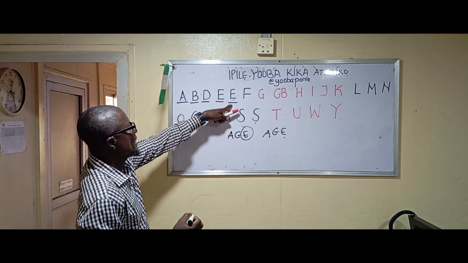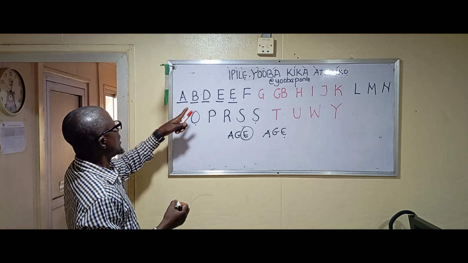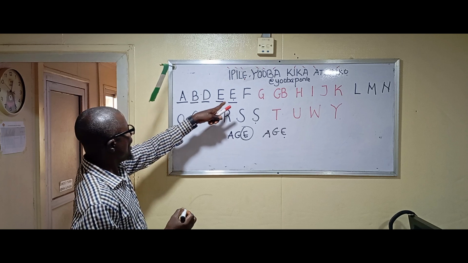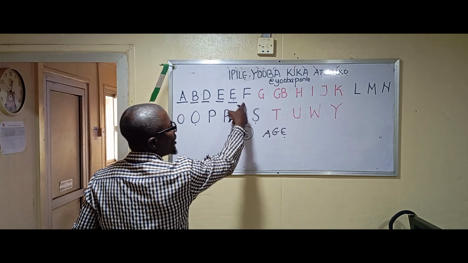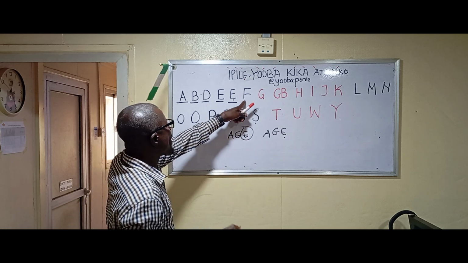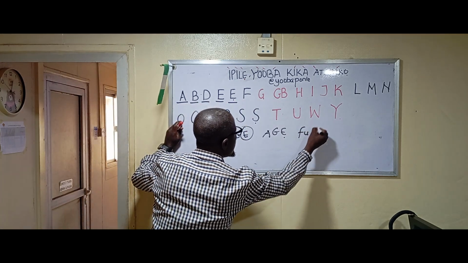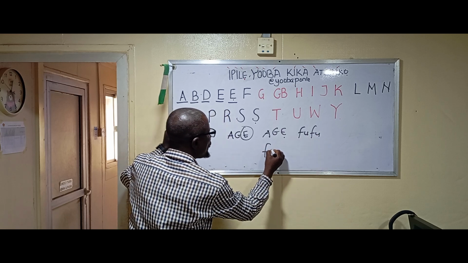Read it again. A. B. D. A. F. Fi. This is what the Yoruba call fi, not F. For example, you want to say fufu. You want to say fila. That's cap. Fila. Gi.